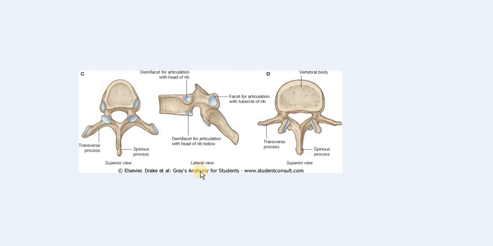The 10th rib does not articulate with the 9th vertebrae. That's why the 9th thoracic vertebrae has only a single facet, the superior costal demifacet. The inferior costal demifacets are absent in the 9th thoracic vertebrae.